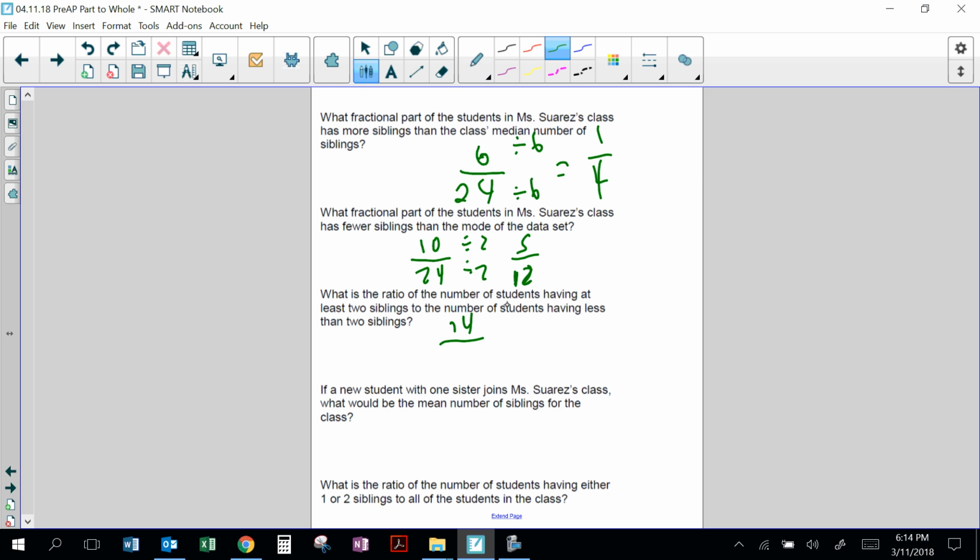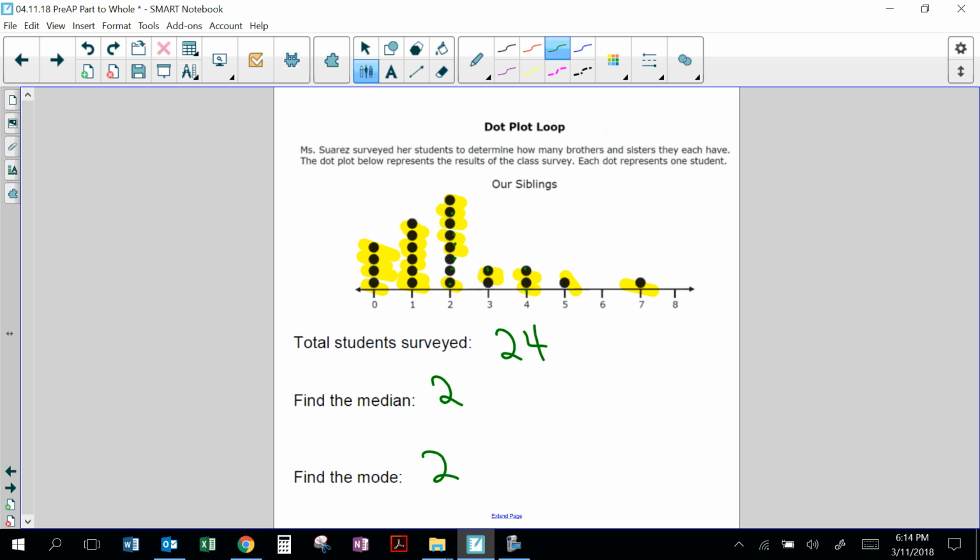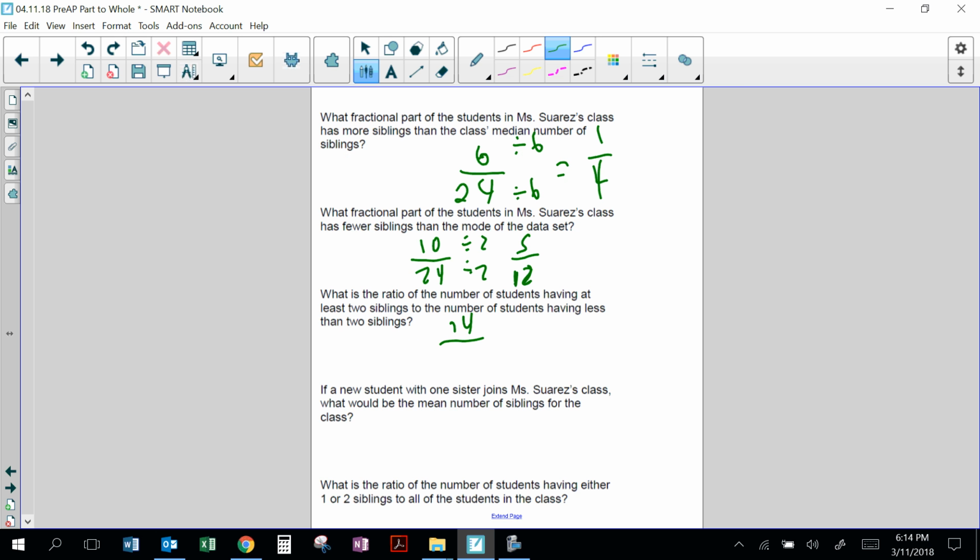Now we compare it to the number of students having less than 2. Can it be 2? No, it has to be less than 2. 1, 2, 3, 4, 5, 6, 7, 8, 9, 10. And this can be simplified by dividing by 2 and we get 7/5.